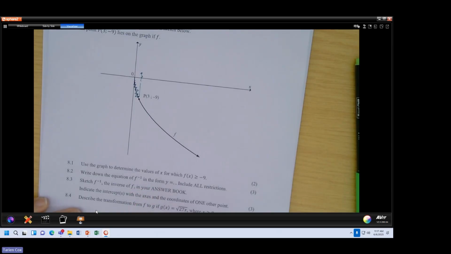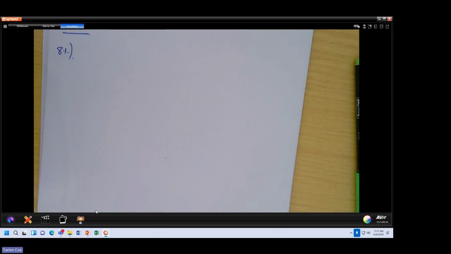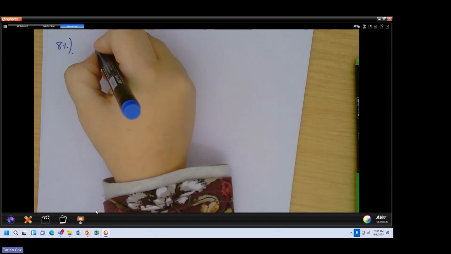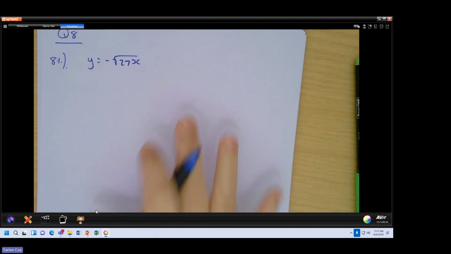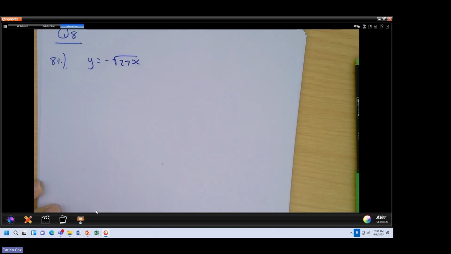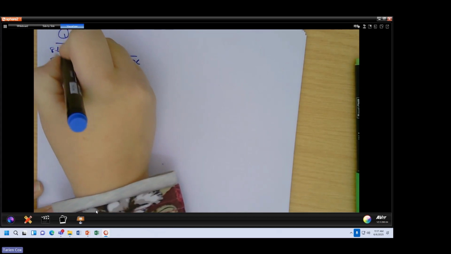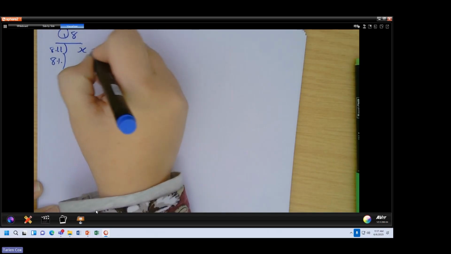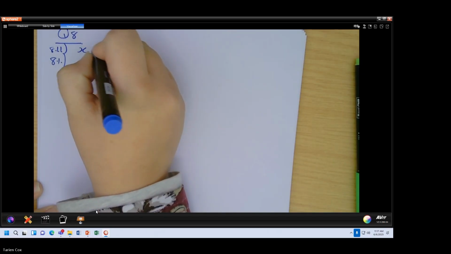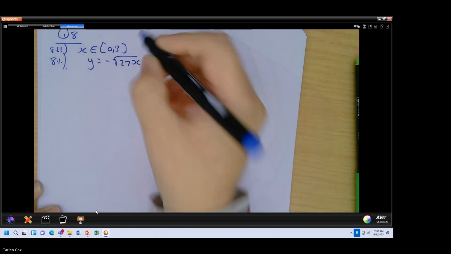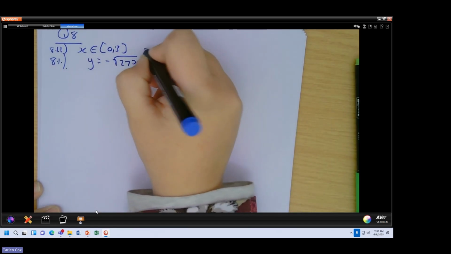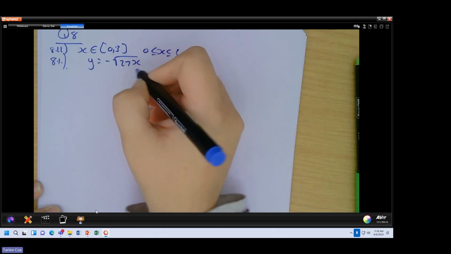Then write the equation of the inverse, and that is why I asked to do this question. Include all restrictions. So currently what we've got here is y is equal to negative square root 27x. Right, I'll talk about the restriction part just now. Sorry, this was 8.1.1, x is between 0 and 3 including, or x including between 0 and 3.